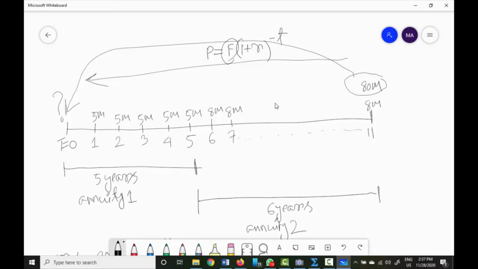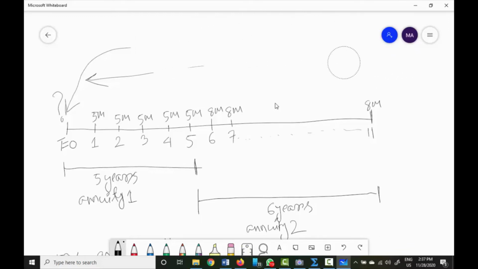So we have already brought this cash flow to period 0. We are done with this one, so we can ignore it now. Right, now we will deal with this cash flow.